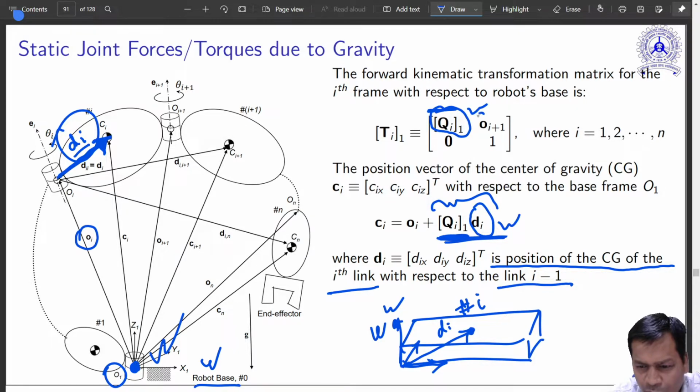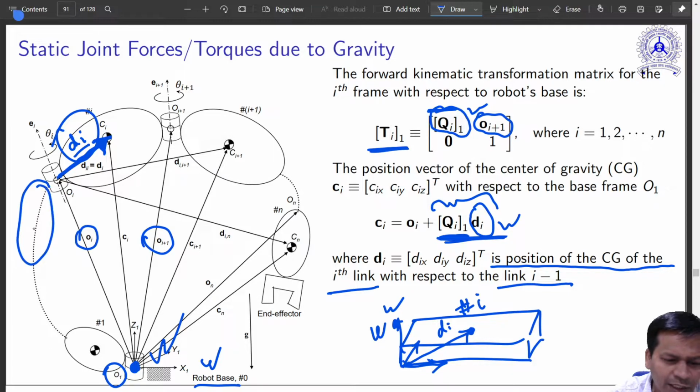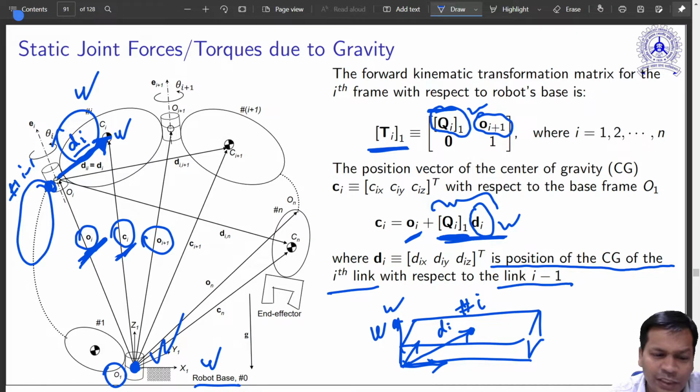Similarly, the way we got Oi+1, we got Oi+1 by this transformation matrix. The transformation matrix that comes for this link i-1 will have the position for Oi, is it not? So that will also be known. So Oi is also known, Di is now expressed. If I take the sum, I can obtain Ci. What is Ci? Ci is the vector that connects the base to the center of gravity of the ith link. Clear?